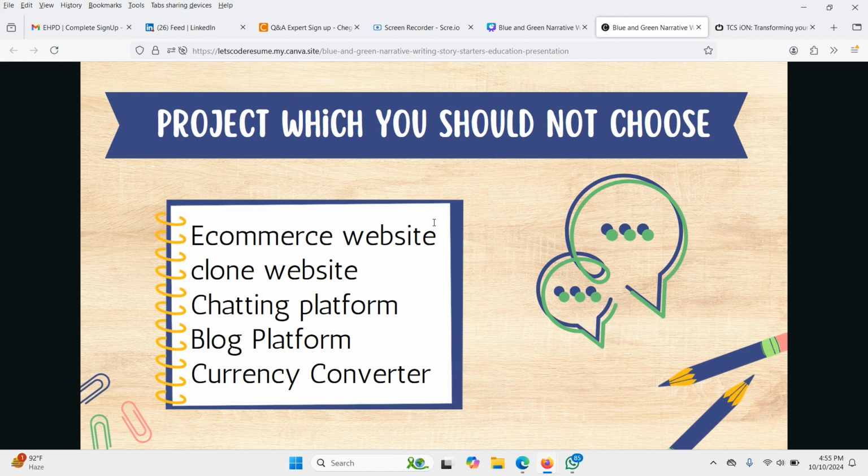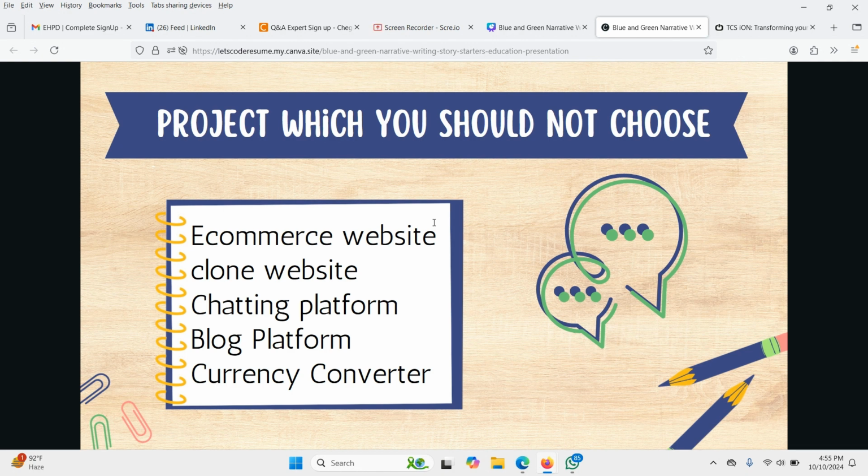But I say these are the things that you don't need to make, because that will make a common scenario. The competition in the market is already hard, and in every resume you can find this type of project: e-commerce, clone websites, like a Zomato clone or Swiggy clone, chatting platform, blog platform, currency converter. But a currency converter is simply a converter, so it does not make you stand out from the crowd.